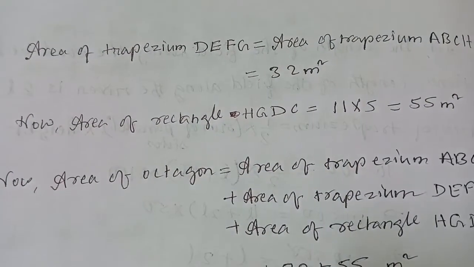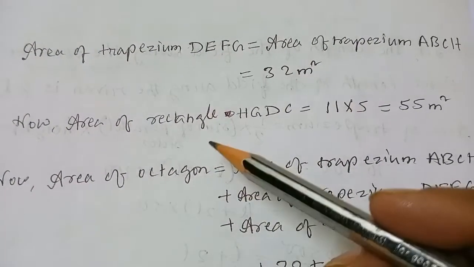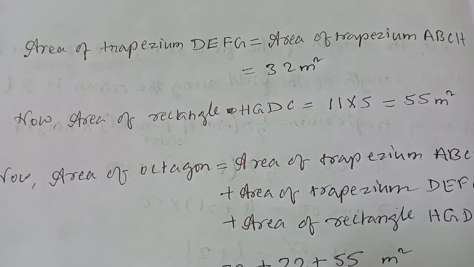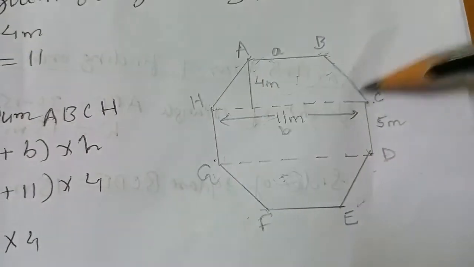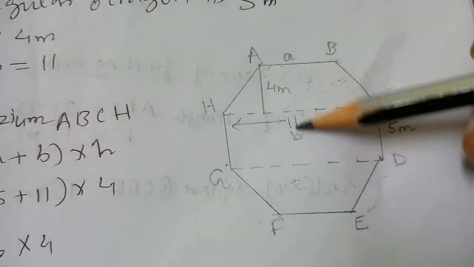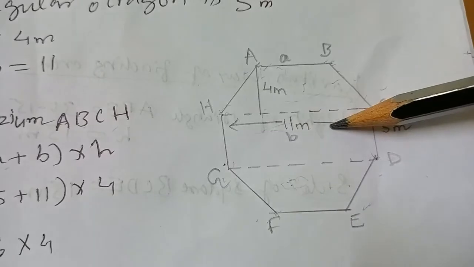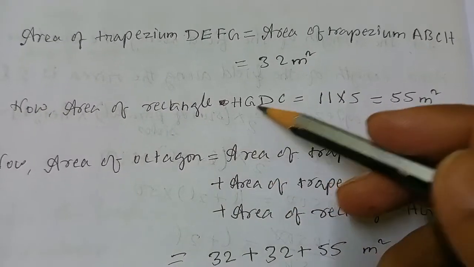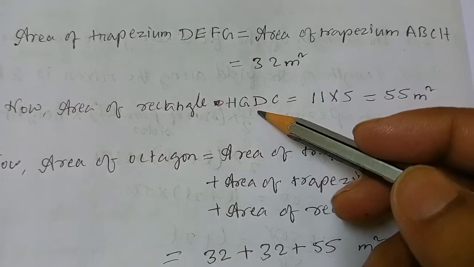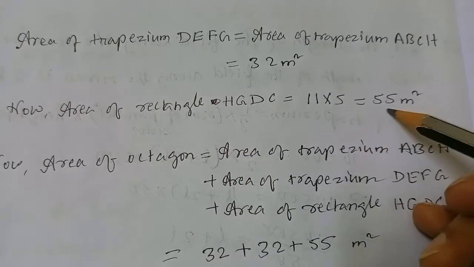Now we have to find the area of the rectangle HGDC. You have to find the area: length into breadth. The length is given as 11 and the breadth is given as 5. 11 into 5. So the area of this rectangle HGDC is 11 into 5, it is 55 meter square.